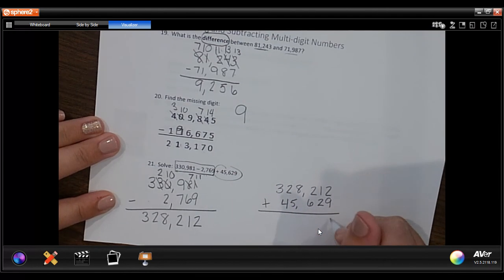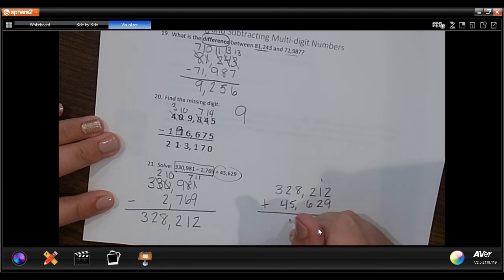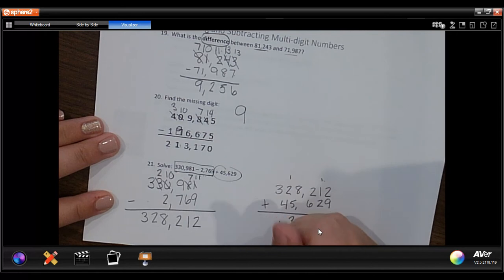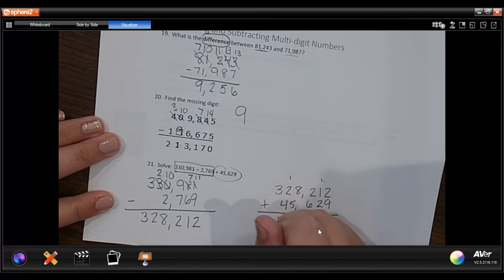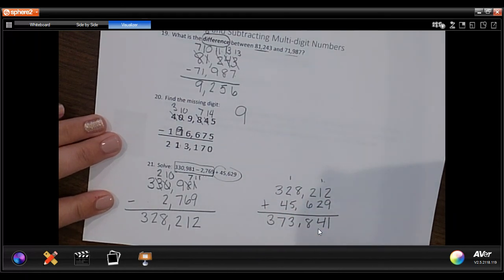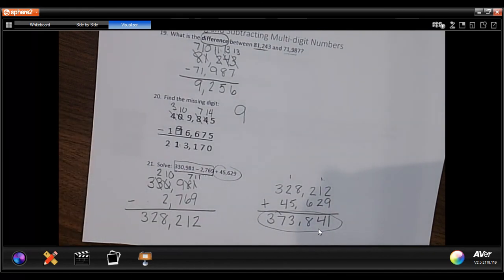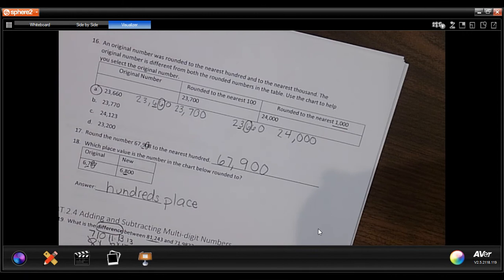9 plus 2 is 11. 2 plus 1 plus 1 is 4. 6 plus 2 is 8. 8 plus 5 is 13. Carry the 1. 4 plus 2 is 6, plus 1 more is 7, and 3 plus 0 is 3. So my answer for this problem would be 73,841.